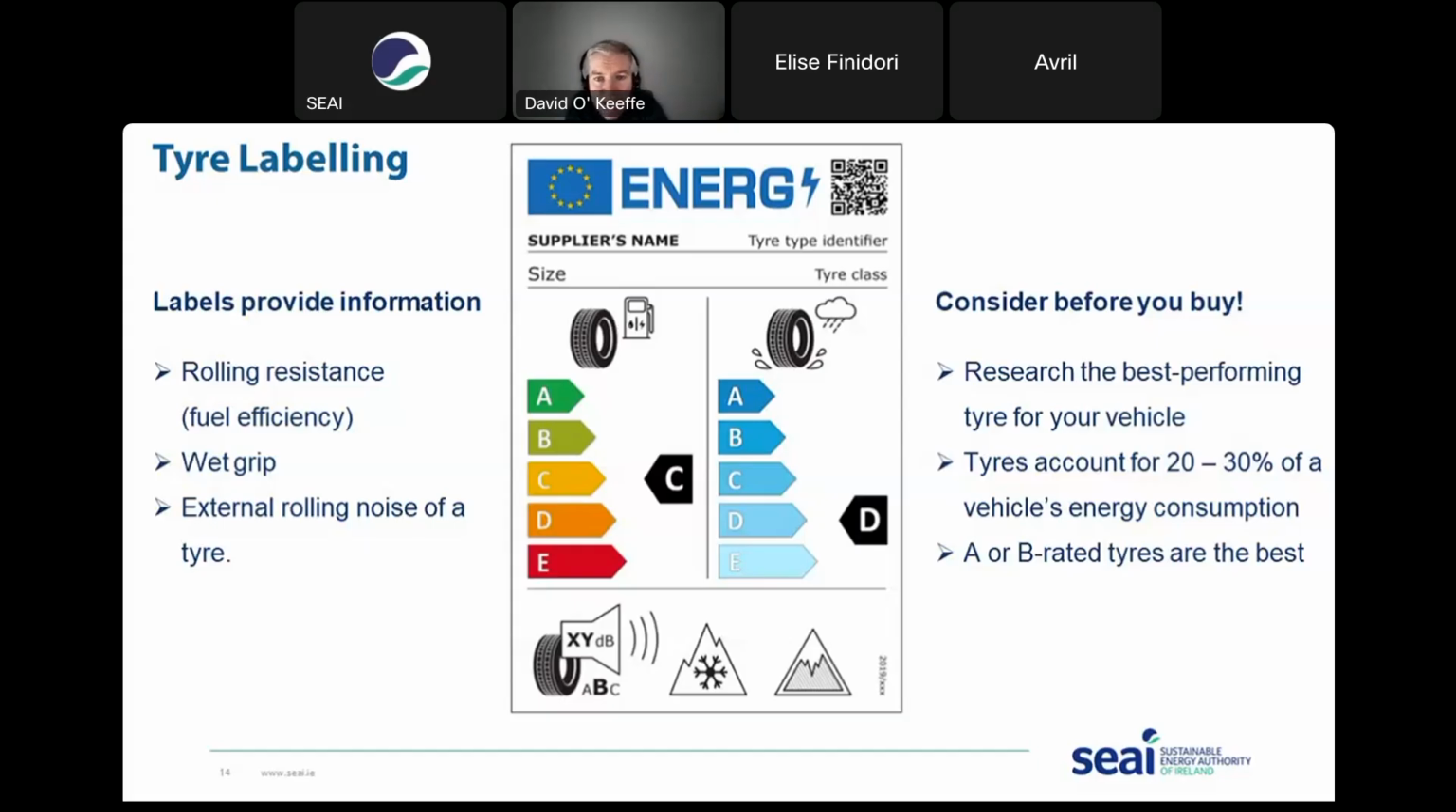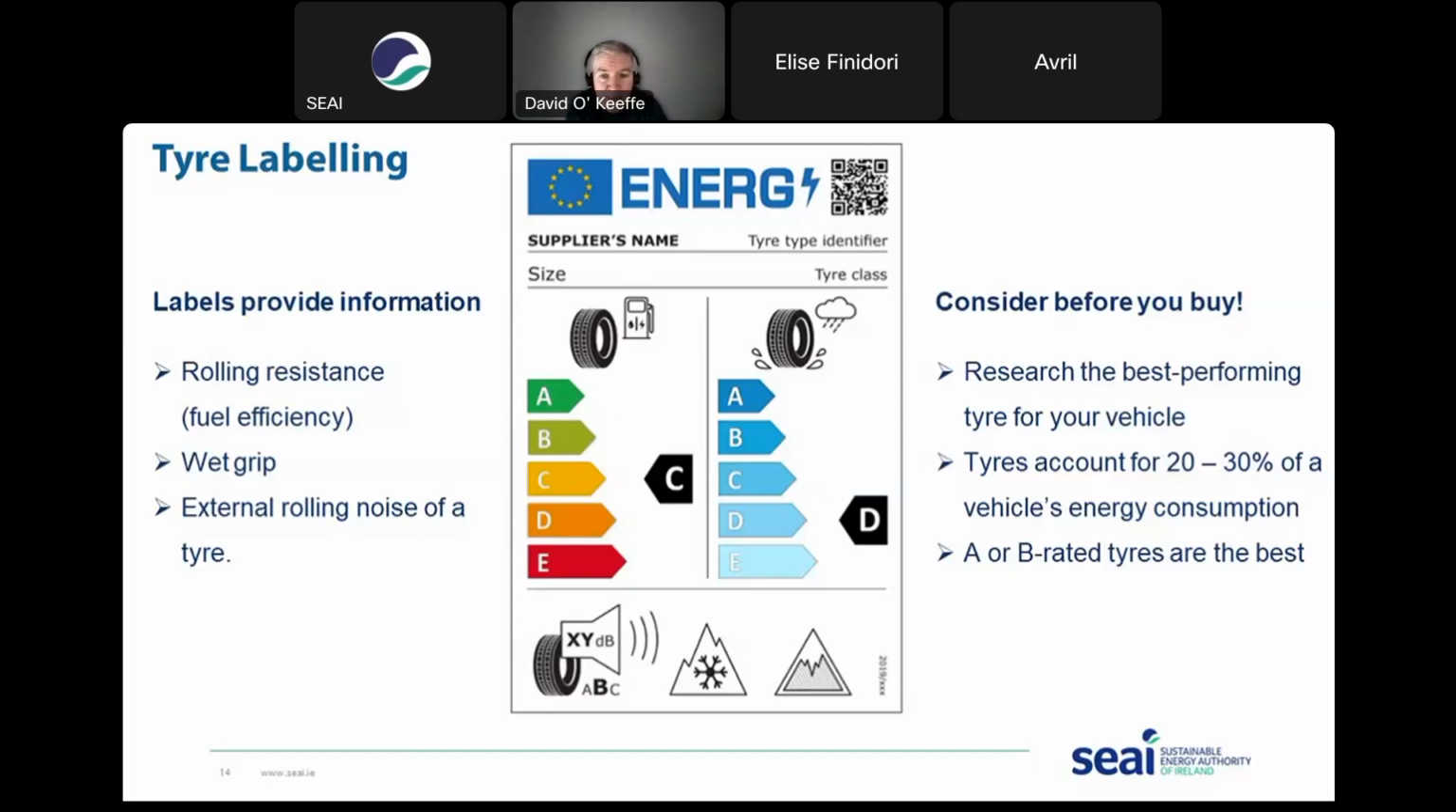purchase on the day. The reason why this is important is tires consume between 20 and 30% of a vehicle's overall energy consumption. So if you can imagine, for every litre of fuel that you pay for, 20 or 30% is directly attributable to tires. And we see in electric vehicles, which are much more energy efficient, that this can be an even higher percentage related to tire consumption.